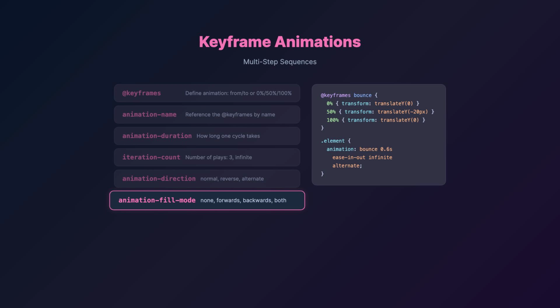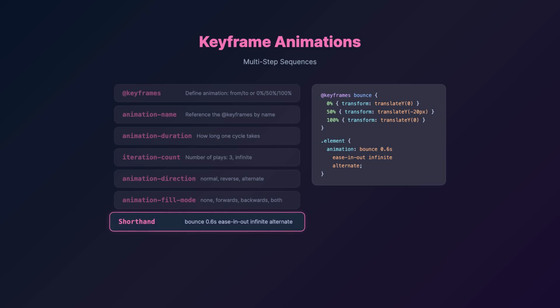Animation fill mode controls what happens before and after the animation. None resets to the original state. Forwards keeps the final keyframe state. Backwards applies the first keyframe during the delay. Both combines forwards and backwards.